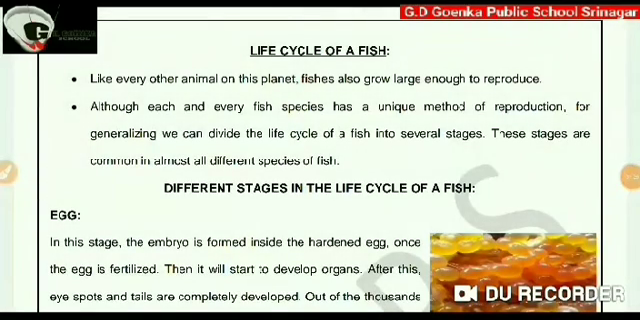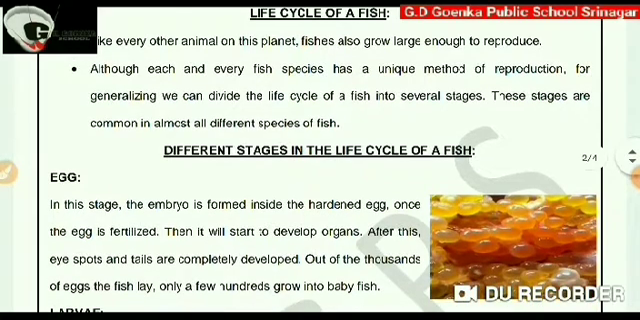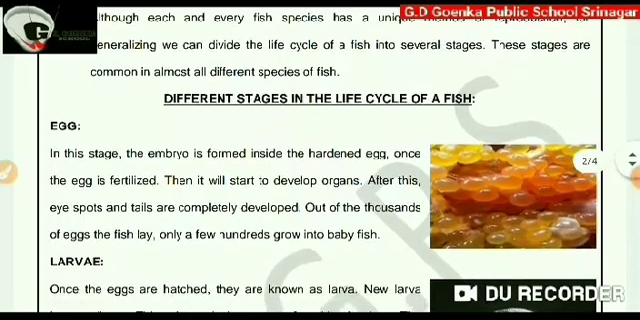Like every other animal on this planet, fish also grow large enough to reproduce, although each and every fish species has a unique method of reproduction. For generalization, we can divide the life cycle of a fish into several stages. These stages are common in almost all different species of fish. So, what are the different stages in the life cycle of fish? The first stage is egg.